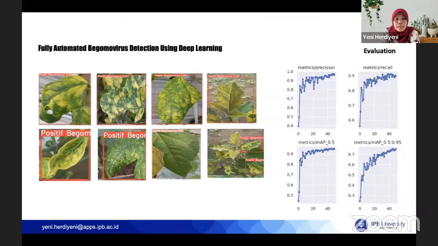And this is an example of our models: fully automated begomovirus detection using deep learning. For this work, we had a good performance, but in the first step, we only differentiate two classes. The first is positive begomovirus, and the other is negative begomovirus. In further work, we are continuing to also identify other symptoms like nutrient deficiency or other diseases.